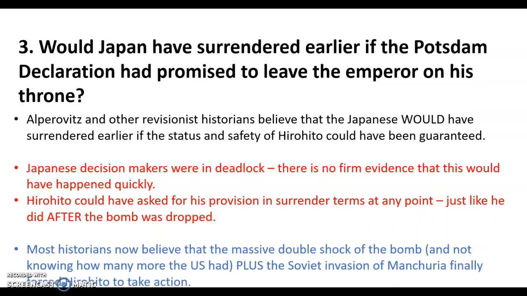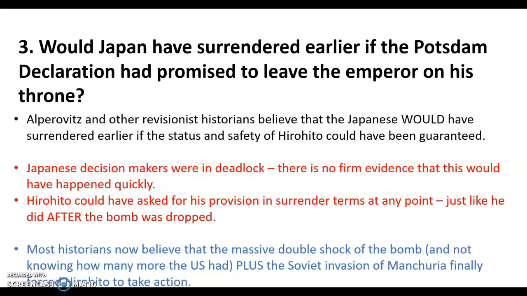There you go. Now, would Japan have surrendered earlier if the Potsdam Declaration had promised to leave the emperor on his throne? So the Potsdam Declaration, remember, was when Japan were basically warned and given a chance to surrender, and they ignored that chance to surrender. Now, Alperovitz and his revisionist friends, their argument is that Japan definitely would have surrendered earlier if the Potsdam Declaration had said, look, Japan, surrender, but we'll look after Hirohito, don't worry.